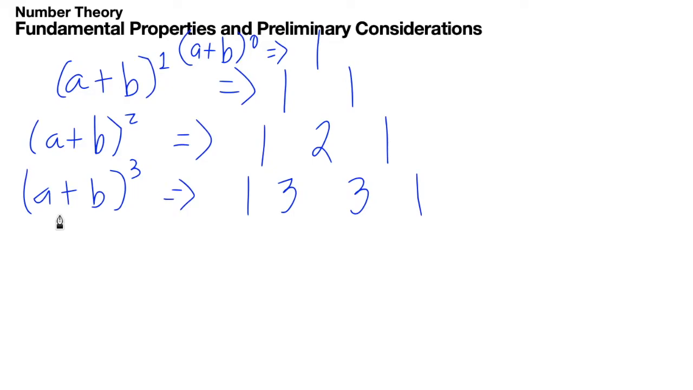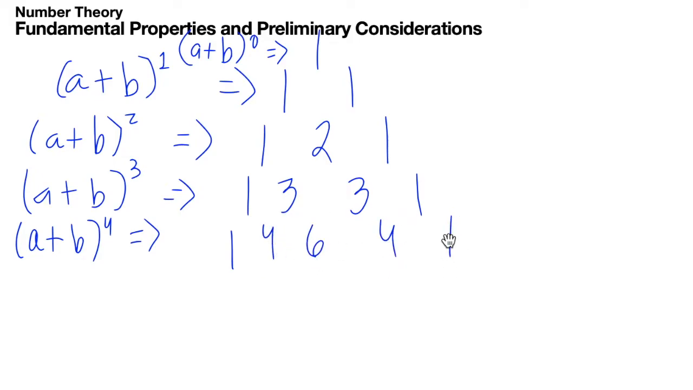Okay, so if we're going to continue, a plus b raised to 4, the coefficients are in the form of 1, 4, 6, 4, 1. If we're going to continue to raise to 5, it's 1, 5, 10, 10, 5, 1, and then so on. I think you know it already.